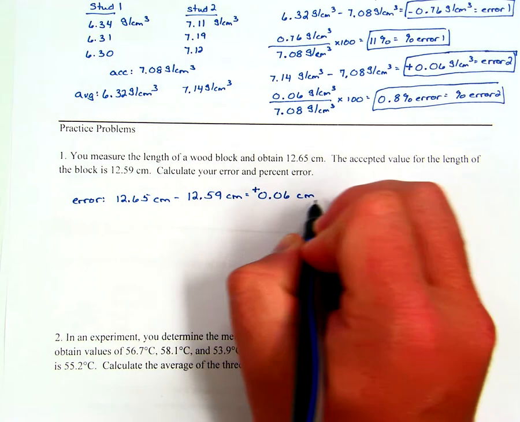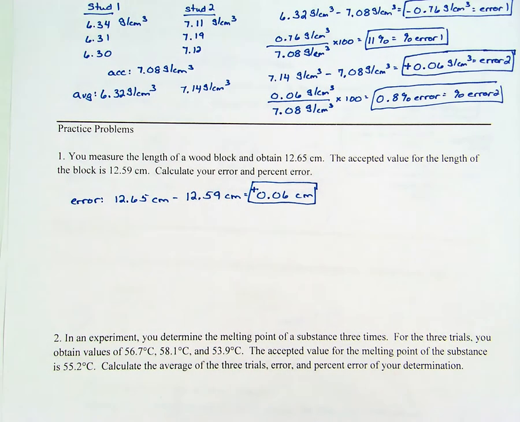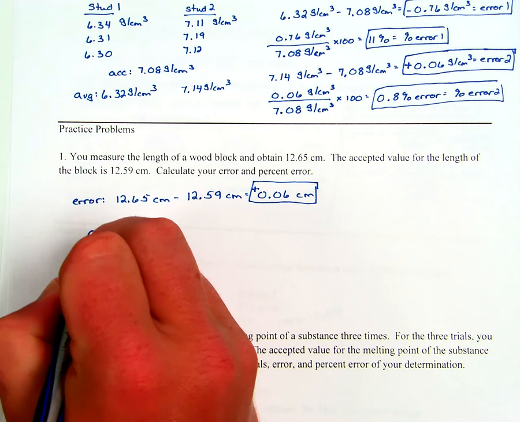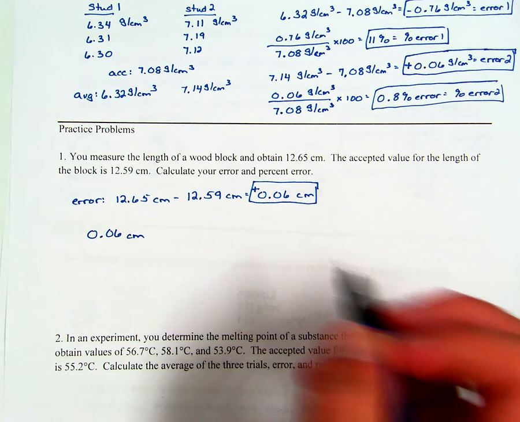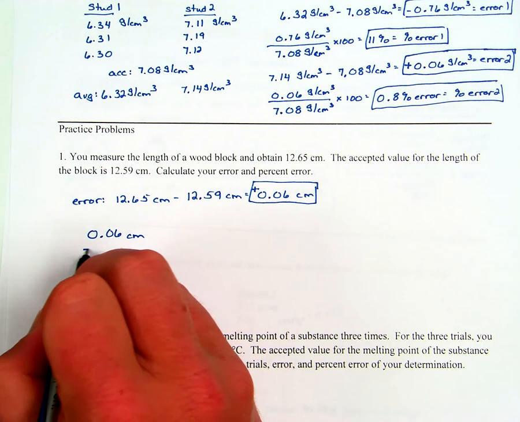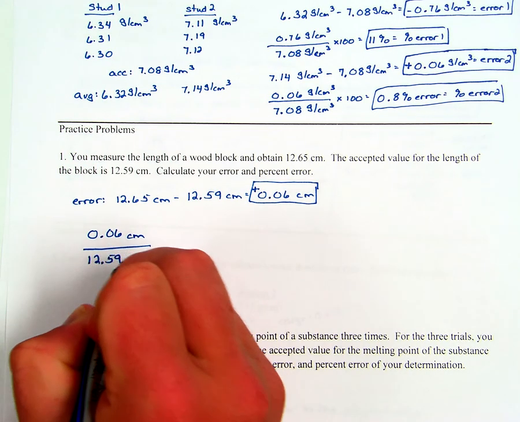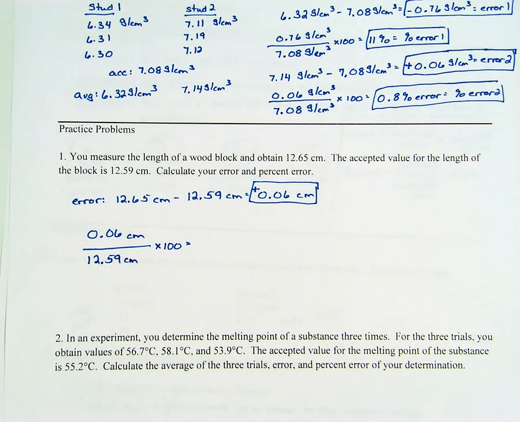Our percent error, we want to take the absolute value, obviously it's positive, so that's not going to change it any, of our error, divided by the accepted value of 12.59 centimeters times 100. So 0.06 divided by 12.59 times 100, I get 0.5%. And there we go. There's practice problem number 1.